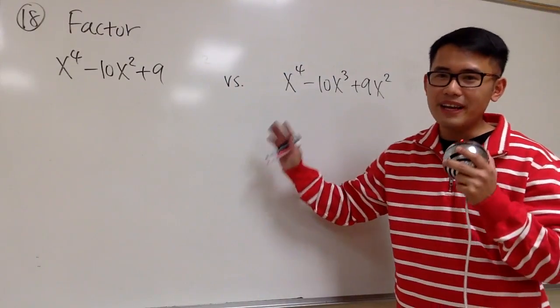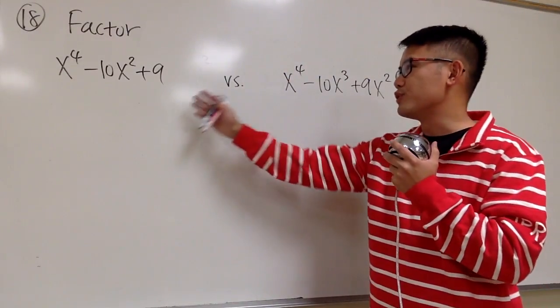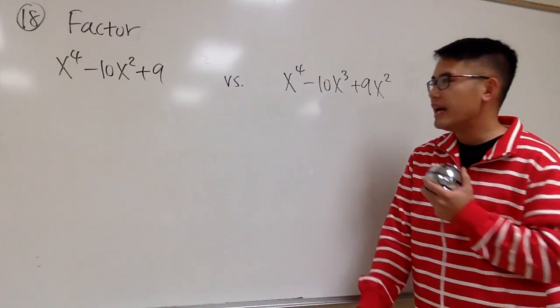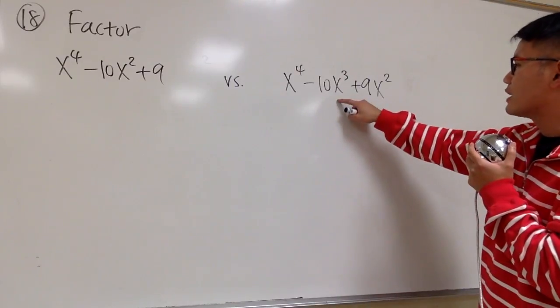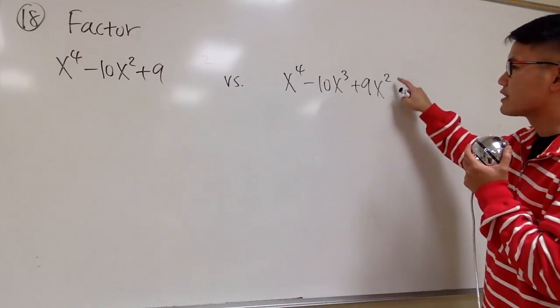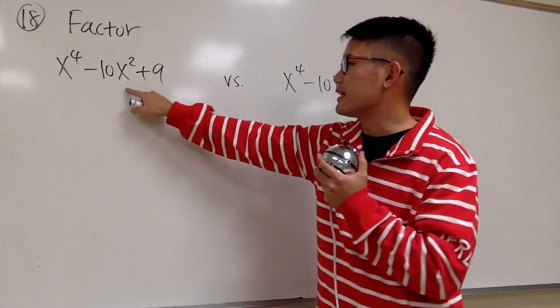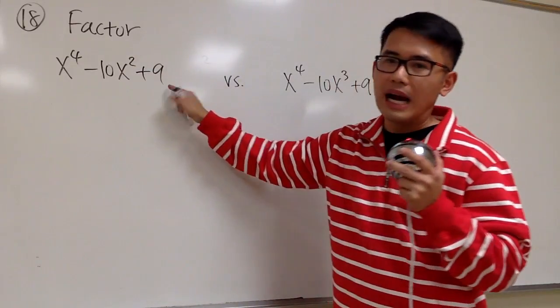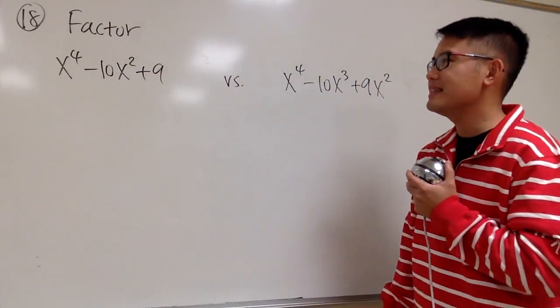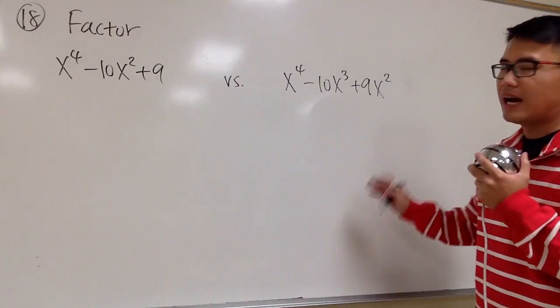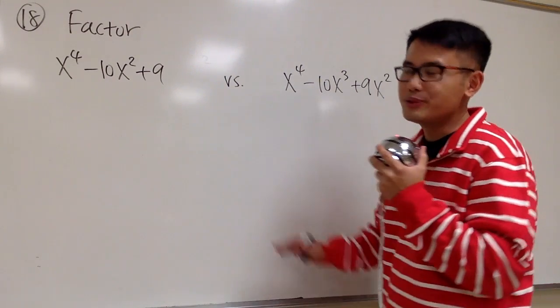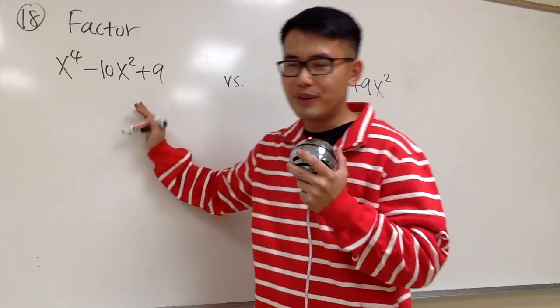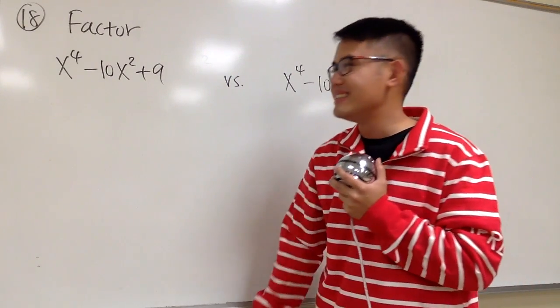Right, number 18, once again, we will work out these 2 factoring questions together. And you see the difference is that we have x to the third power here and the x squared. This right here is just x to the second power. This right here has no x at all, right? Both of them have 3 terms. And as usual, let's work out this one first, the one on the left-hand side.